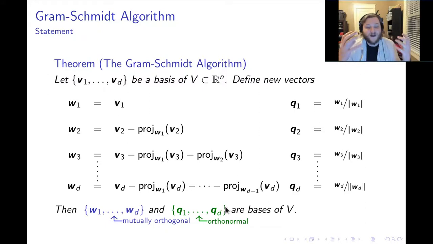So Gram-Schmidt comes in two stages. The first stage produces a new basis, w1 through wd. That basis is nice because it's mutually orthogonal, but it's not quite orthonormal because the w's might not be unit vectors. So after normalizing, we get our second new basis, q1 through qd, and that basis is guaranteed to be mutually orthogonal and all unit vectors.